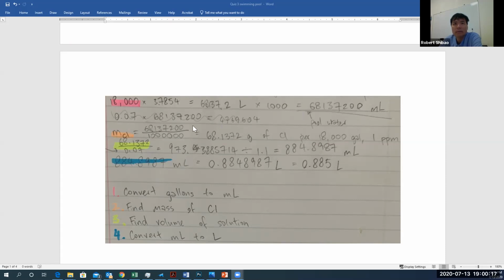Okay, that's step one here. Step two, find the mass of chlorine. So again, mass of chlorine. Okay, this one is not so clear as to the thinking here. A little bit more explanation would help, but it's actually correct because this is the milliliters and this is the grams, except there's a step missing.